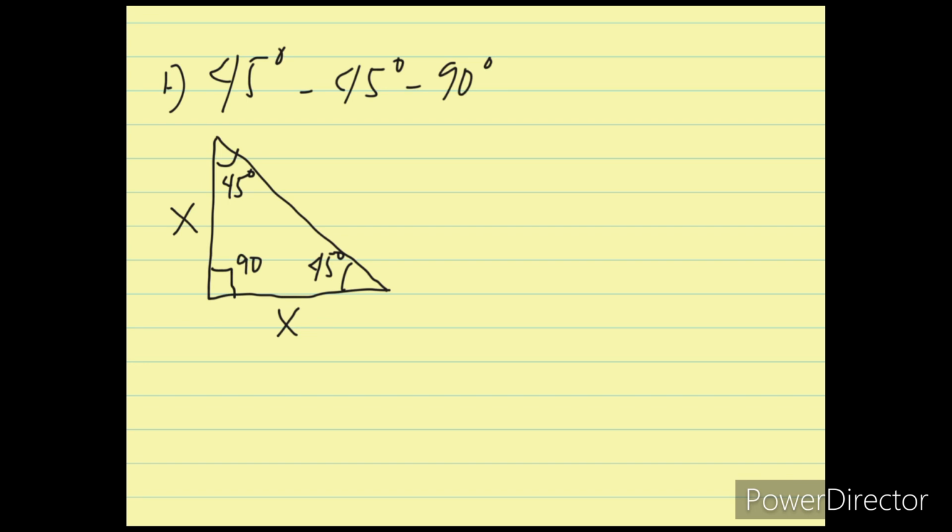So based on the properties of this special right triangle, the length of your hypotenuse is square root of 2 times the length of each leg. So if the length of our leg is x, we multiply the x by square root of 2 so that we can get the length of our hypotenuse. So that is now the length of our hypotenuse.